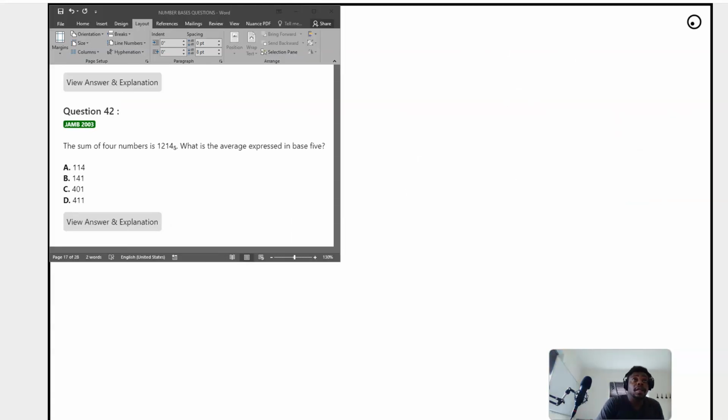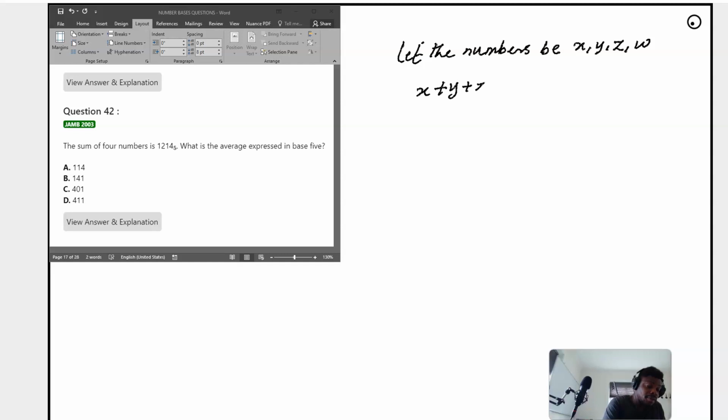So now, the next question, the sum of 4 numbers is, so we don't know the numbers, so let the numbers be X, Y, Z, W. These are 4 numbers. And they said the sum of 4 numbers is 1, 2, 1, 4, base 5. And the question here is, what is the average expressed in base 5?